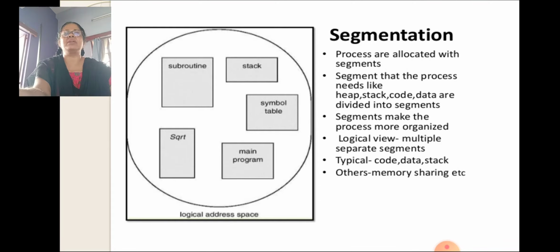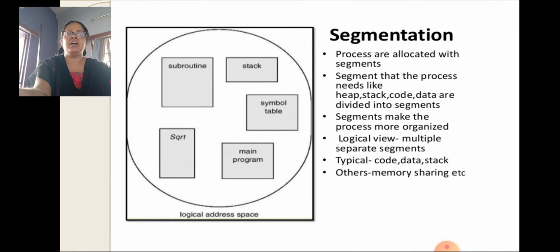Each of these segments is of variable length. The length is intrinsically defined by the purpose of the segment in the program. Elements within a segment are identified by the offset from the beginning of the segment: the first statement of the program, the seventh stack frame entry in the stack, the fifth instruction of square root, and so on.